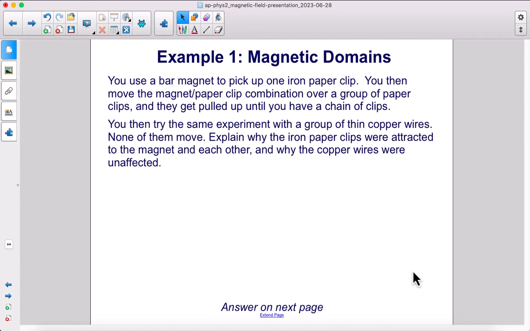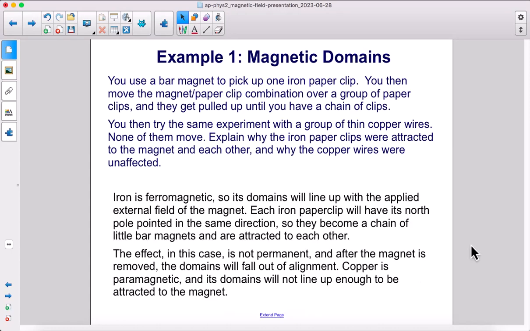You use a bar magnet to pick up one iron paperclip. You then move the magnet and paperclip combination over a group of paperclips, and they get pulled up until you have a chain of clips. You then try the same experiment with a group of thin copper wires. None of them move. Explain why the iron paperclips were attracted to the magnet and each other, and why the copper wires were unaffected.